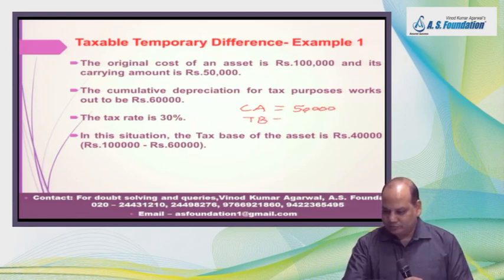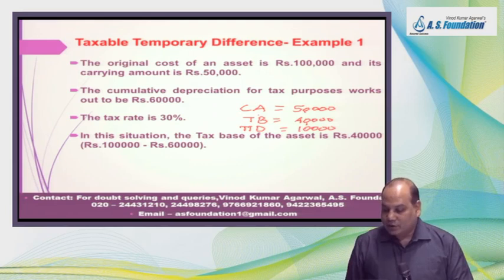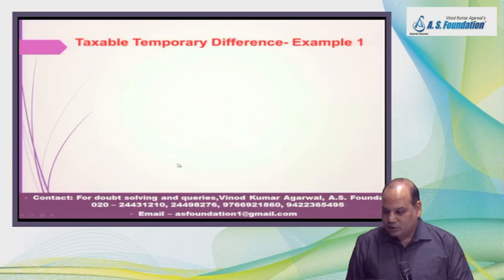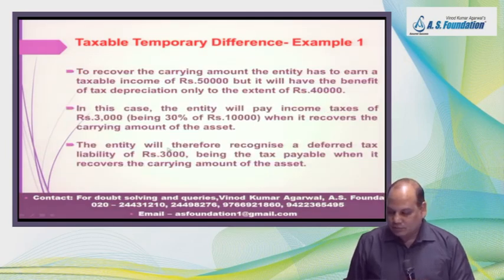TB is 40,000. 1 lakh minus 60,000. So TTD, why TTD? Because carrying amount is more, 10,000. Is that right? So what is the deferred tax liability if the tax rate is 30%? The deferred tax liability will be 30% of 10,000, that is 3,000. Here we have written the explanation. In the exam, you just have to write 30% of (50,000 minus 40,000).